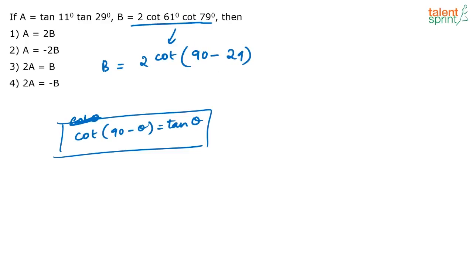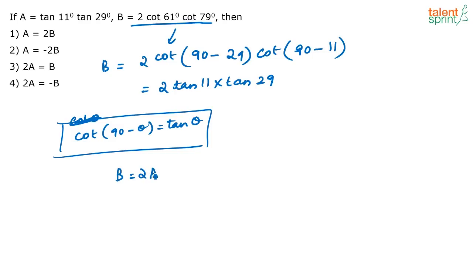90 minus 29 is 61, yes, into cot of again 90 minus 11, or that is equal to 2 into tan 11 into tan 29, which is the same as A, or I can say B is equal to 2A, or 2A is equal to B, option 3.